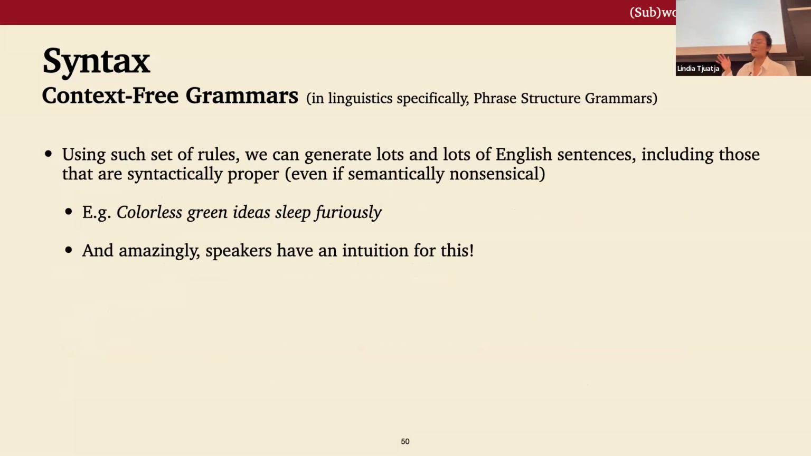Now, using such a set of rules in our phrase structure grammar, we can generate lots and lots of English sentences, including those that are syntactically proper, even if they are semantically nonsensical. So like playing Mad Libs with these phrase structure rules. A very famous example from Chomsky is "colorless green ideas sleep furiously." Doesn't really mean anything, but as a native English speaker, you're like, it sounds right even if I don't know what it means, which is a really cool observation. Speakers have an intuition for when things sound syntactically correct, even if they have no meaning.